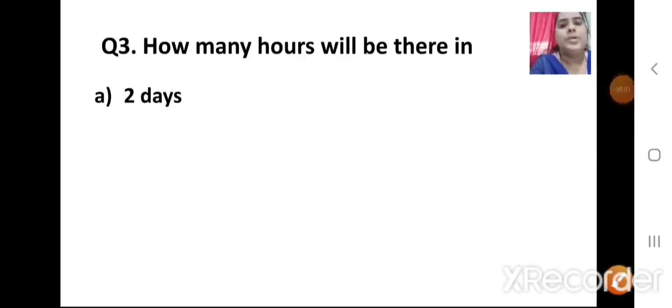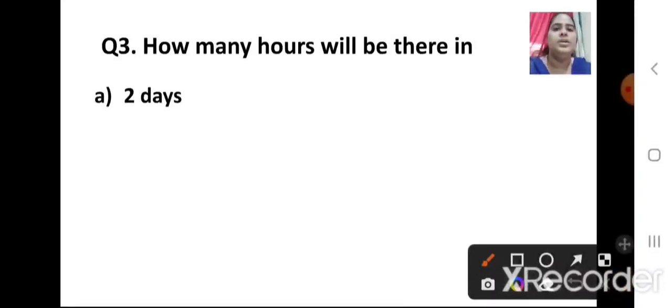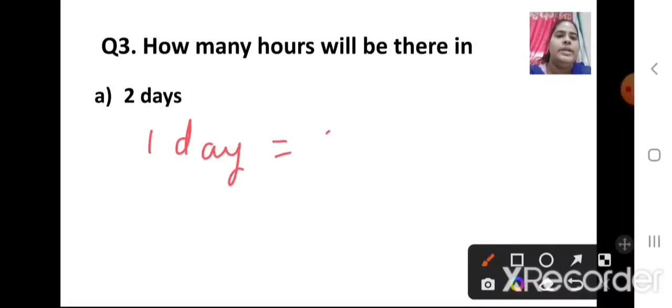Children, now take out your notebook. We are going to solve a few sums in the notebook also. Write exercise 9.2, question number 3. How many hours will be there in 2 days? Okay, so we have to find out hours in 2 days. Now, in 1 day how many hours are there? We all know in 1 day 24 hours are there, correct?